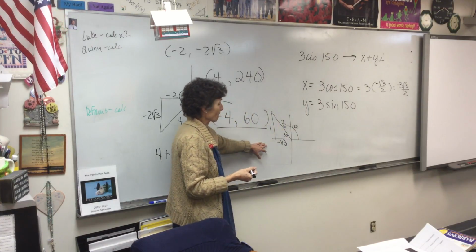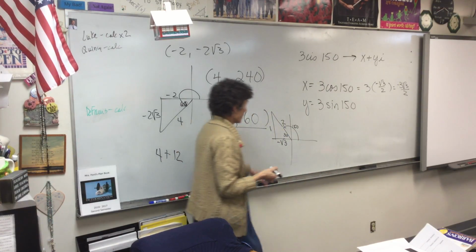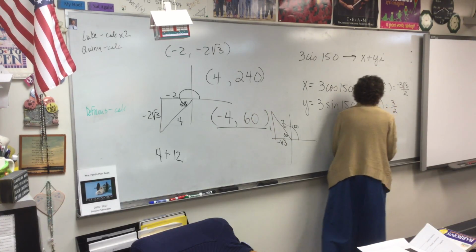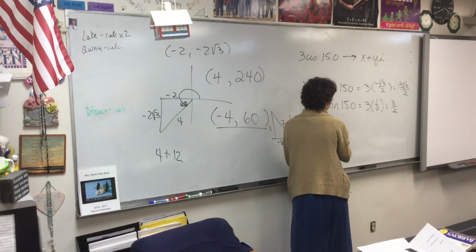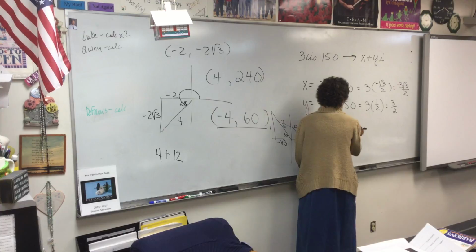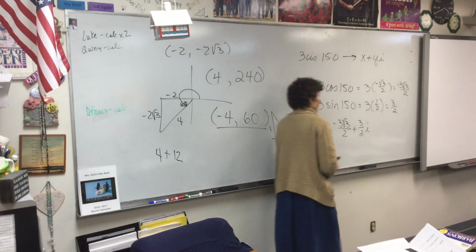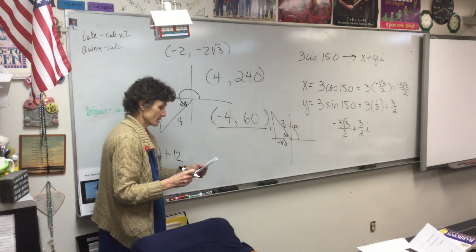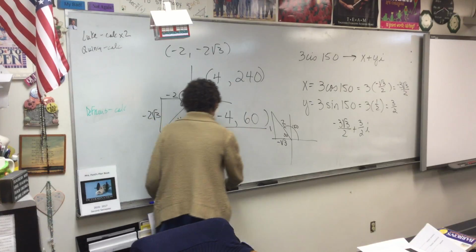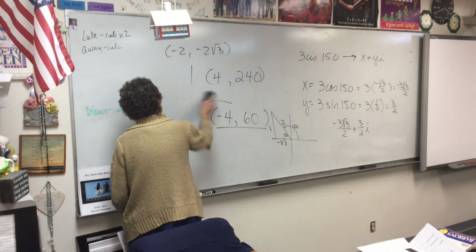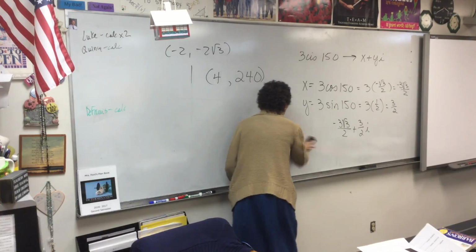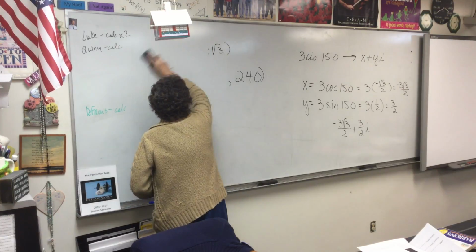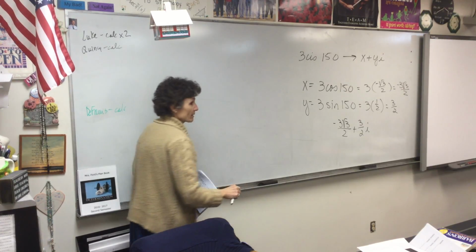Sine. 1 over 2. Positive 1/2. So that's going to be 3/2. So then I got my x and my y, so I'll write my answer. Negative 3 root 3 over 2 plus 3/2 i. x plus yi. Now, of course, if you're doing this on a calculator, you would just type this in on your calculator and then you'd have some kind of decimals instead of the radicals and fractions.